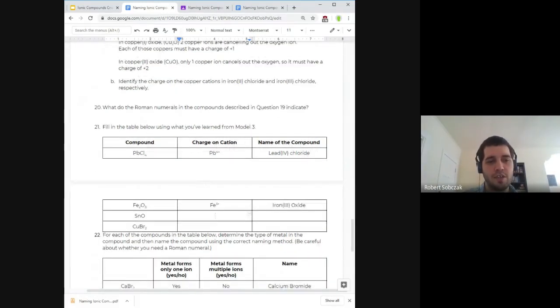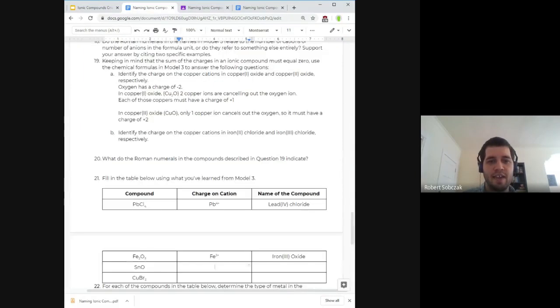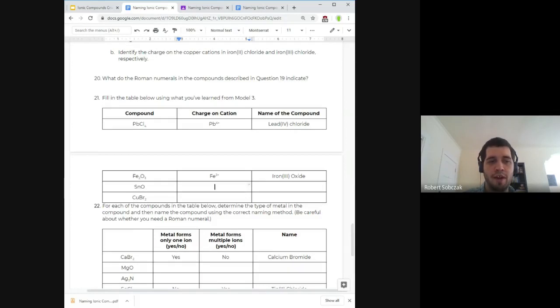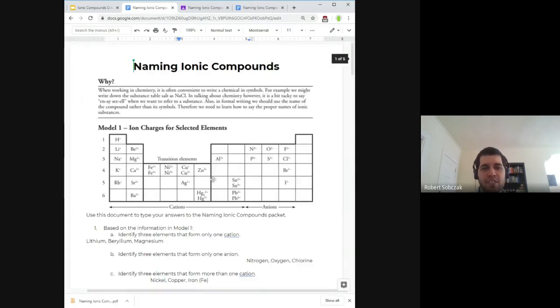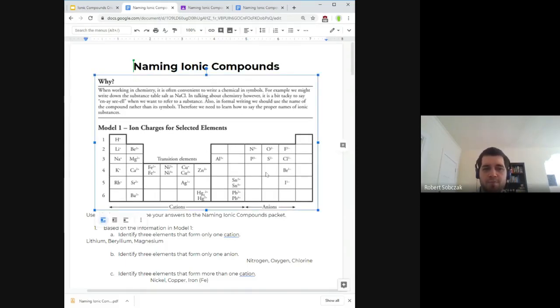Question 21 down here. I wanted you to take a look at elements that form more than one ion. So specifically, I'm looking at SnO. Sn is tin right here. So the first thing you've got to do is find Sn on your chart. It's in row number 5 up here. And if you look in row number 5, Sn, tin, can form 2 different ions. It can form Sn2+ or Sn4+.